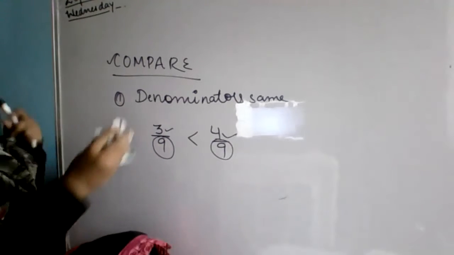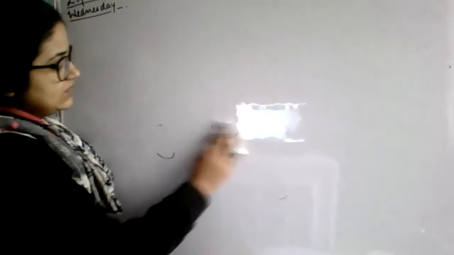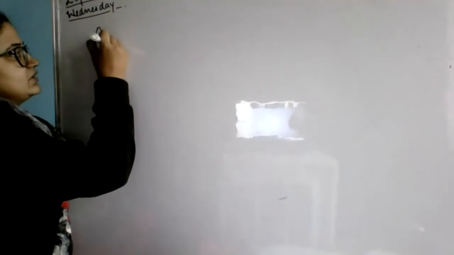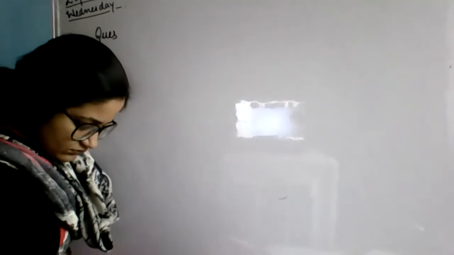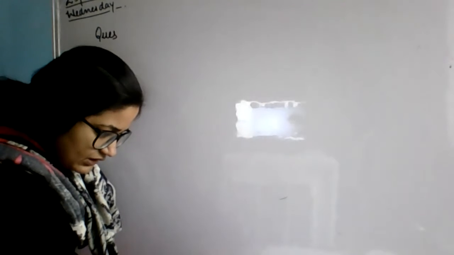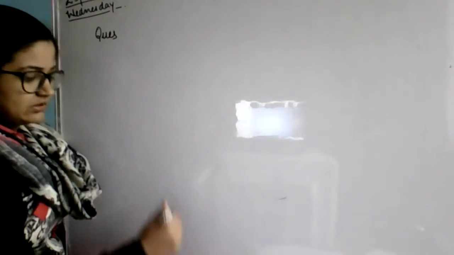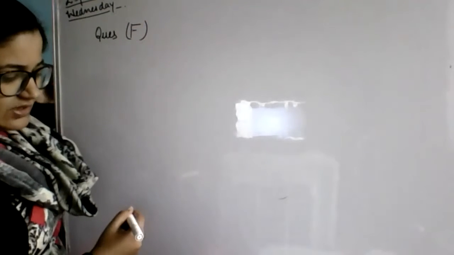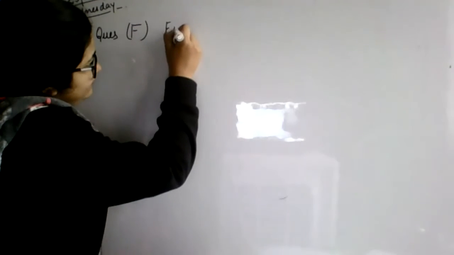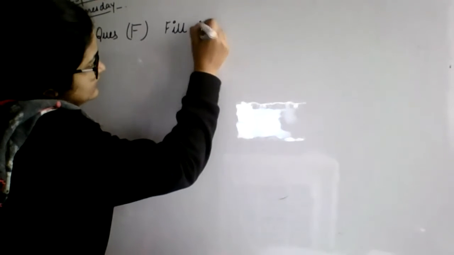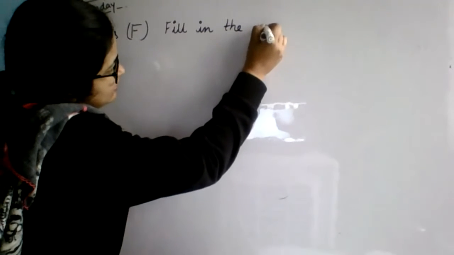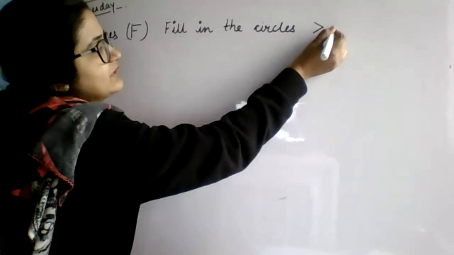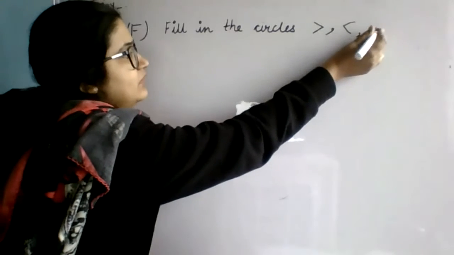Now take out your maths notebooks. Let's do another question, Question F, quickly, everyone. Let's start question number 5. Sorry, which question? Ma'am, F4. F. Okay. Fill in the circles with greater than sign, smaller than sign, or equal to sign.